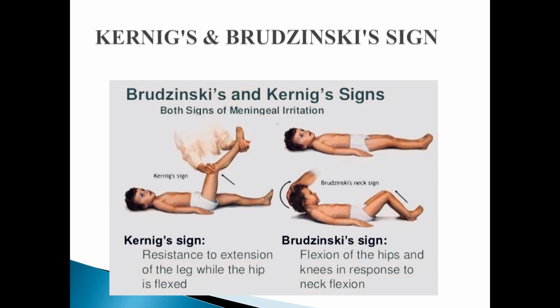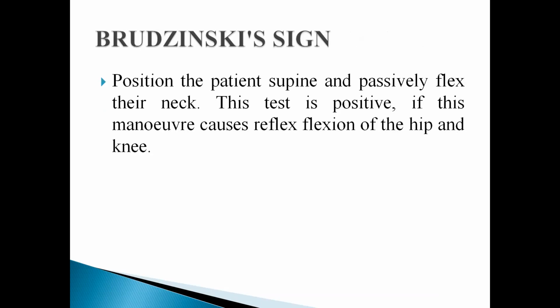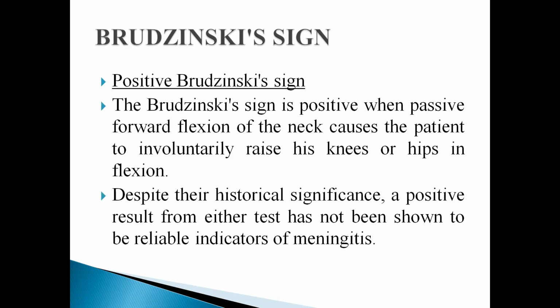Next we are moving on to BRUDZINSKI'S sign. So this is BRUDZINSKI'S sign. In this case, the patient is positioned supine and we passively, gently flex the neck. The test can be considered positive if this maneuver causes flexion of the hip and knee. That is, forward flexion of the neck causes the patient to involuntarily flex the hip and knees. So that is considered a positive BRUDZINSKI'S sign.